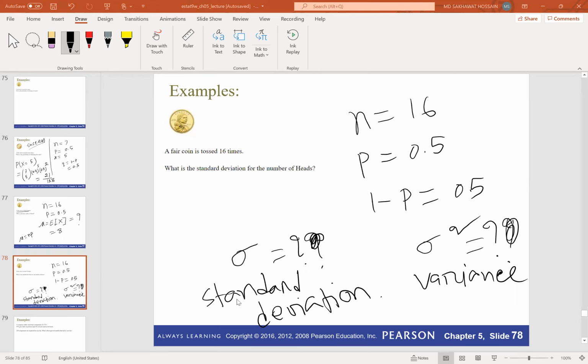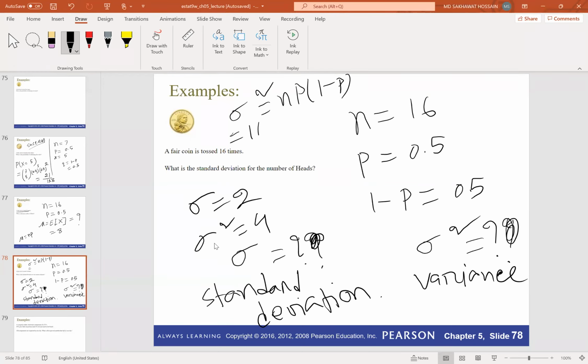Okay, so you found 2. Let me check. Yes, the standard deviation is 2. Sigma is 2. So sigma squared will be then 4, right? So how do you calculate this one? We know sigma squared is equal to n times p times 1 minus p. So that means 16 times 0.5 times 0.5, which is 4. So the sigma squared is 4.